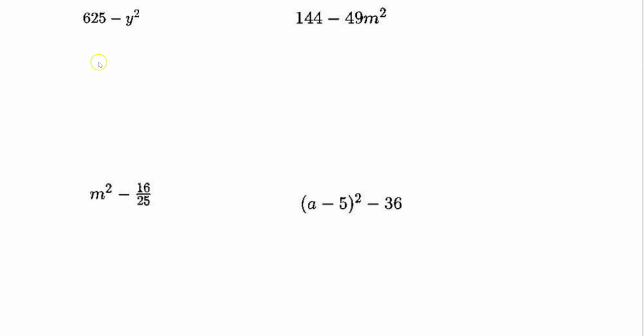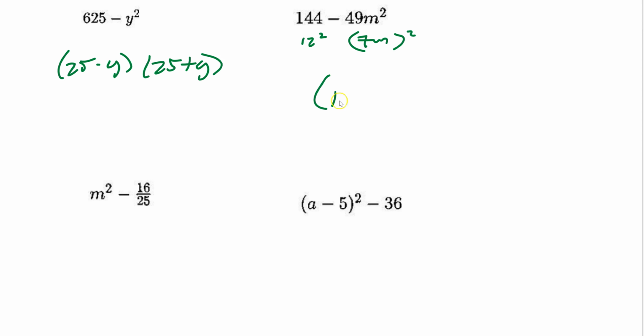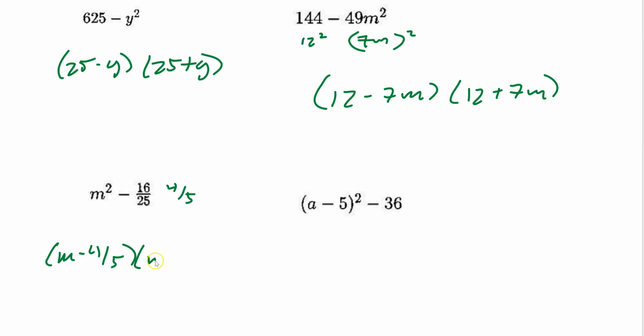Over here, the square root of 625 is 25, so it's 25 minus y, 25 plus y. It even works when there are numbers in front. This is 12 squared and this is 7m squared, so 12 minus 7m, 12 plus 7m. It works with fractions too. The square root of that is going to be 4 over 5, so m minus 4 over 5, m plus 4 over 5.